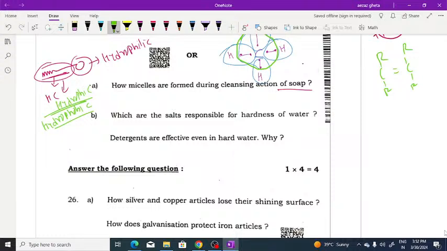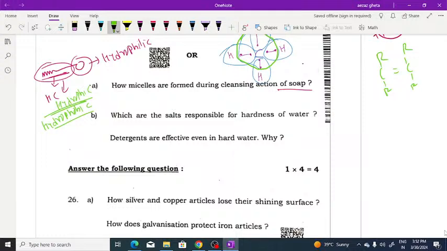And you should draw the diagram, and say properly that the hydrophilic end, which is the non-hydrocarbon end, has affinity towards water. The hydrocarbon end has affinity towards dirt, lipids.